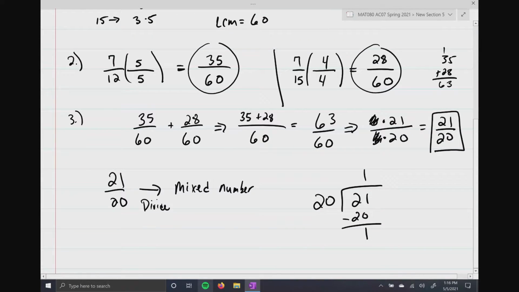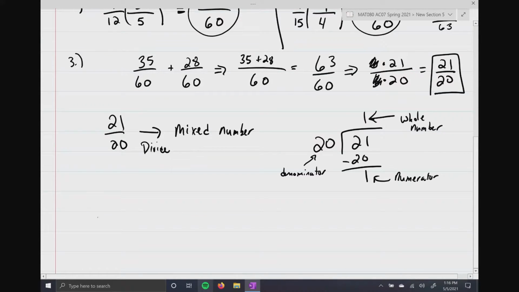Remember, your quotient is your whole number. Your remainder is the numerator. Your divisor is your denominator. So 21 over 20 equals 1 and 1/20 as a mixed number.